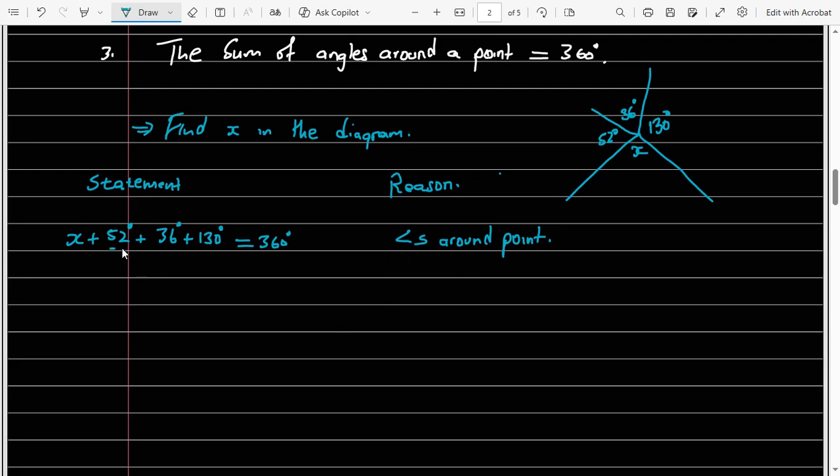So I need to add all these angles. 52, I need to add that with 36 and 130. This gives me x plus, when you add all these three numbers, we get 218 degrees. Then I need you to solve for x. Move the 218 to the other side. x will be 360 minus 218. Then you punch that on the calculator. When we put this on the calculator, x is 142 degrees. And that's it for this one.